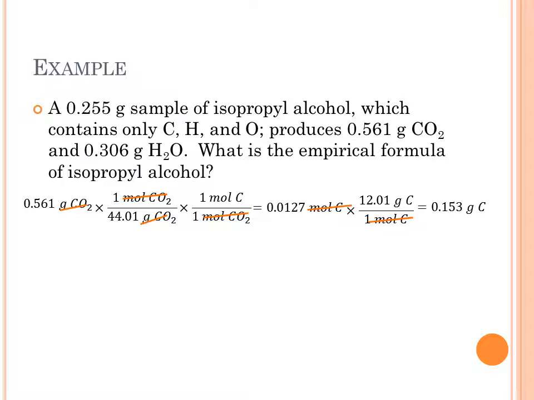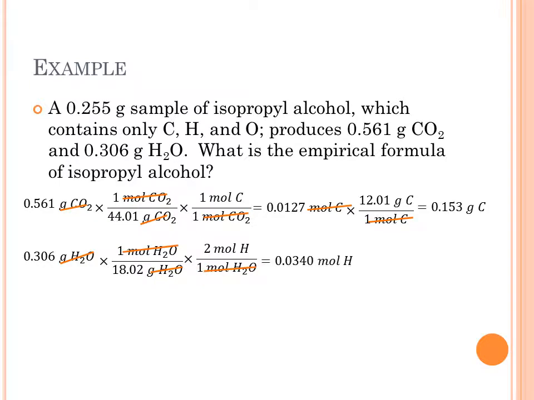We'll do the same deal for hydrogen from water. So 0.306 grams of water divided by 18.02 grams per 1 mole of water. 2 moles of hydrogen to 1 mole of water. We're going to get 0.0340 moles of hydrogen. Again, I need grams to get at oxygen. So times 1.01 grams of hydrogen per 1 mole, we get 0.0343 grams of hydrogen.